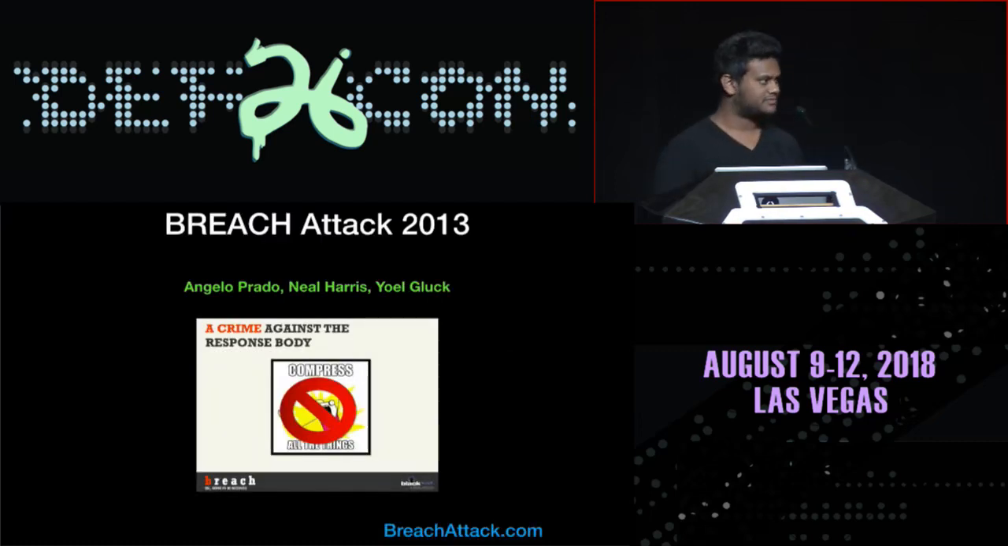So BREACH came about. BREACH was very interesting, even though it didn't come up with any pure new research in terms of what the attack was already doing. These guys, Angelo, Neal, and Yoel, added a lot of real-world properties into this attack, which means they were able to come up with tools which could make this compression oracle attack really possible on HTTP responses, because by that time, compression for HTTP requests had been disabled. The BREACH attack was pretty famous, and it got a lot of press attention as well.